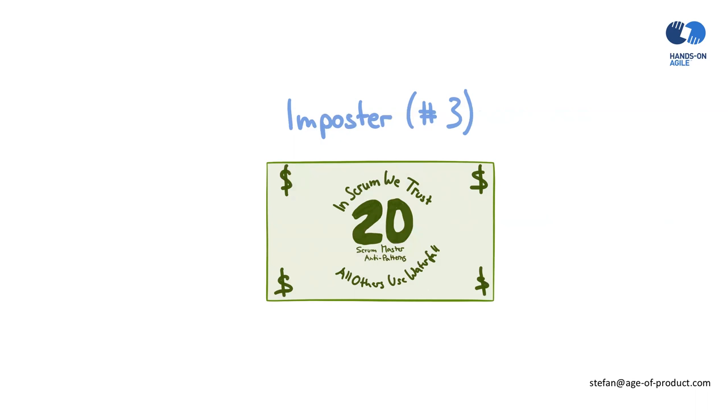Number three, the imposter. You know, Agile Scrum, this thing is a fad, and how hard can it actually be? I mean, this manual has 70 pages or something like that. And I will weather the temporary decline in the demand for project managers by getting a Scrum Master certificate.